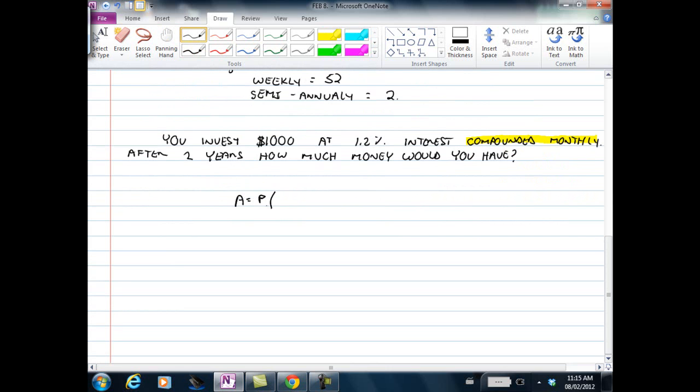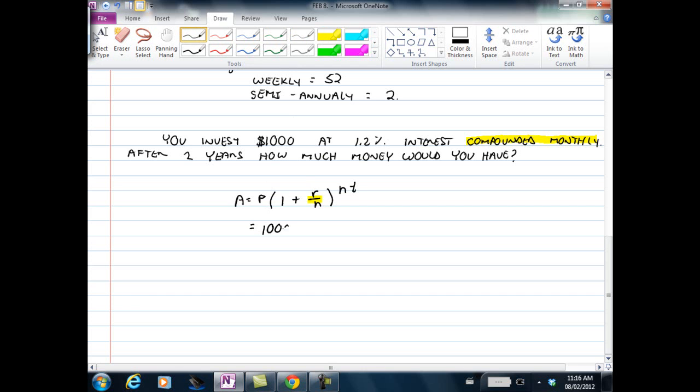A equals P, open brackets, 1 plus R over N, to the power of NT. And look at this. This little fraction only occurs at the tiny part, not the 1. Is it R over N or R over H? R over N. So now I'm looking for my A value.